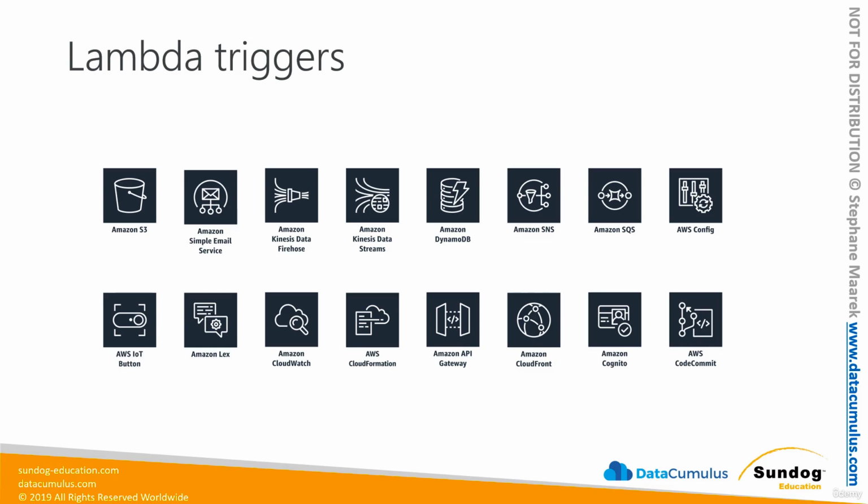All AWS services have APIs you can call, so really the sky's the limit as to what you can call downstream from your Lambda function. You can do anything you want. These are just the ones that can trigger a Lambda function for you automatically.